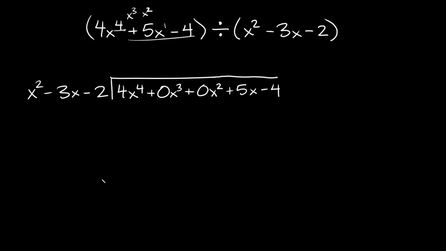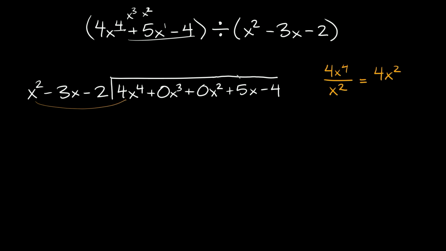There we go. Now, just like in the last problem, we're going to take the first term here and divide it into the first term here. So first of all, 4x to the fourth divided by x squared. So what's that equal to? Well, we have 4 x's on top, 2 x's on the bottom, right? So these two cancel two of these up here. So we're just going to be left with 4x squared on top.